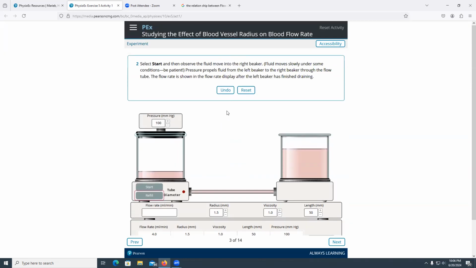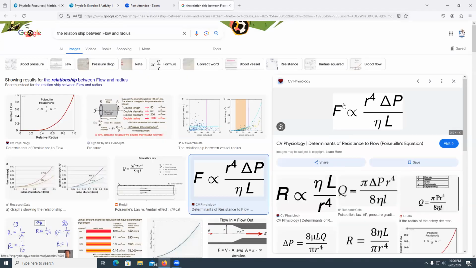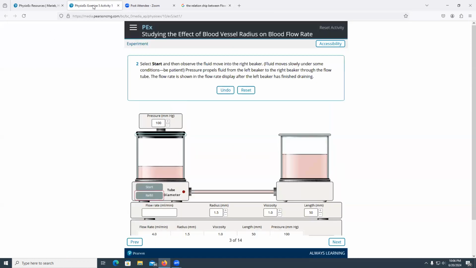And in the end, we're supposed to make a plot. But just remember, because the relationship is flow directly proportional to R to the power of 4, it will definitely not be linear. It has to be exponential. That's very important for you to appreciate.